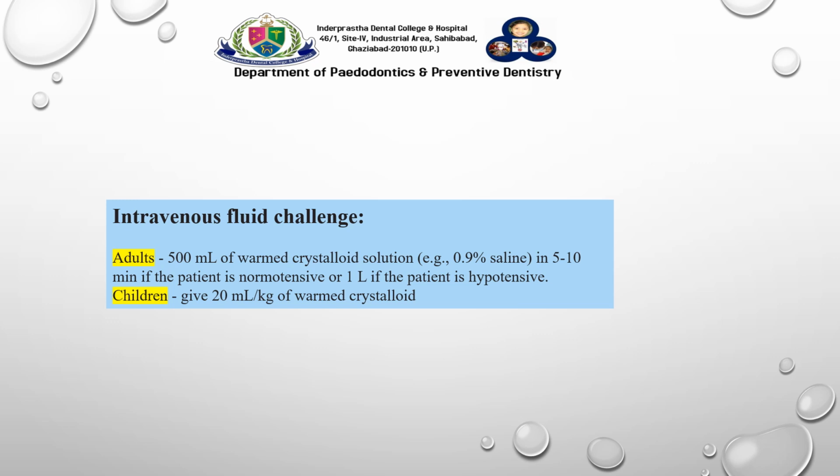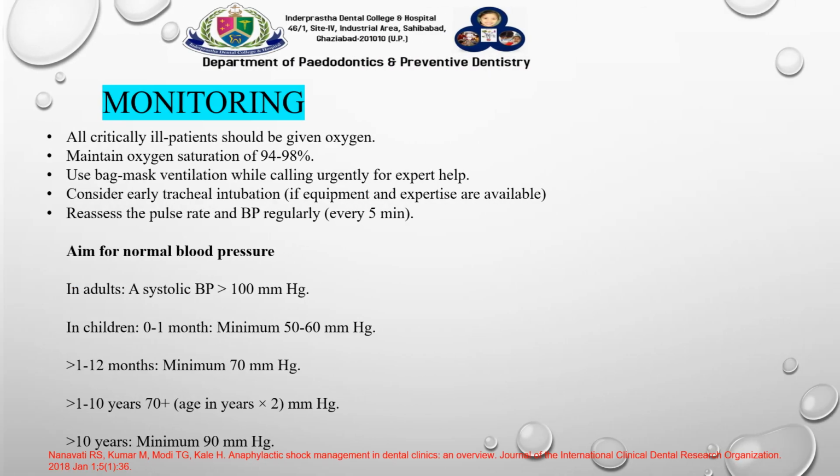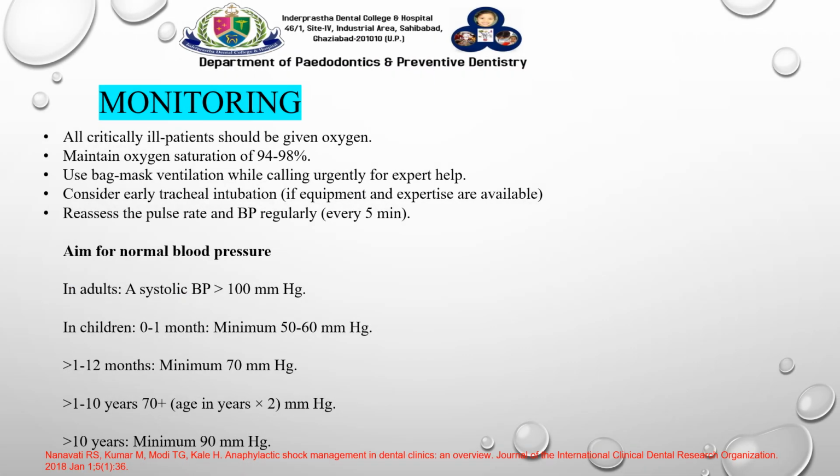When the patient is under observation, the patient should be given oxygen, and the oxygen saturation should be maintained at the level of 94 to 98%. A bag valve mask can be used. Tracheal intubation can be done if equipment and expertise are available. Reassess the pulse rate and BP regularly every 5 minutes, and aim for normal blood pressure.